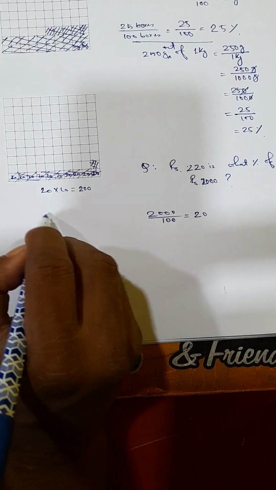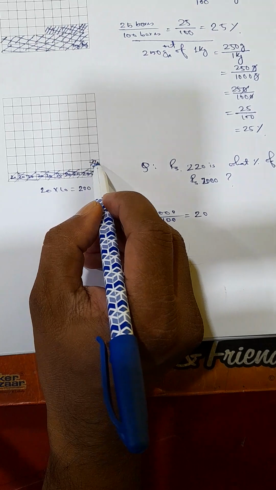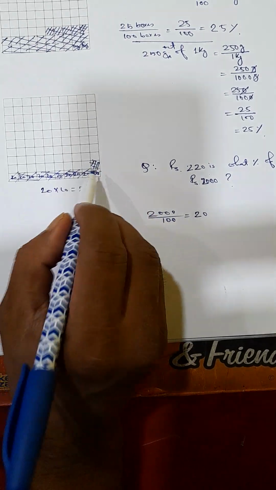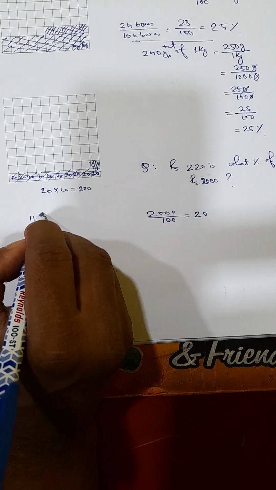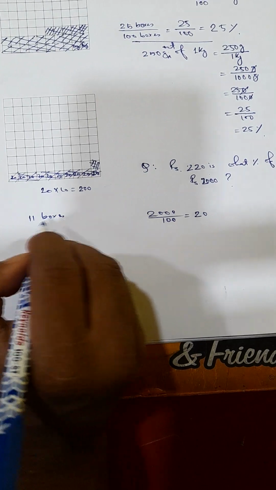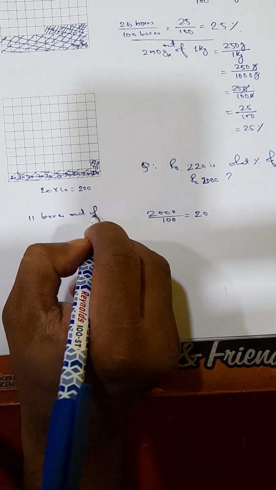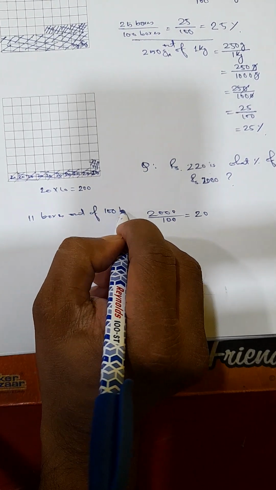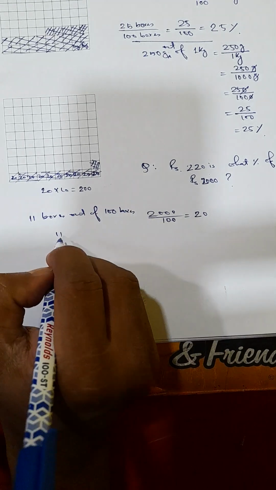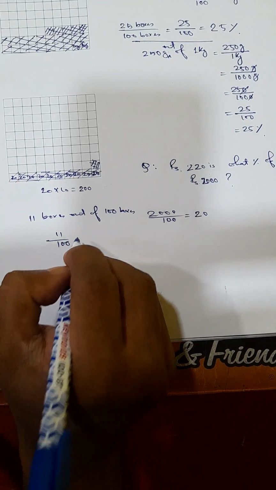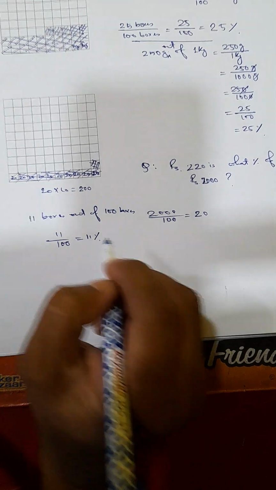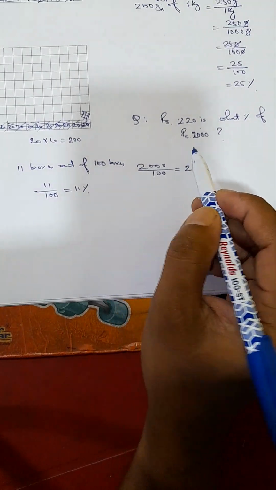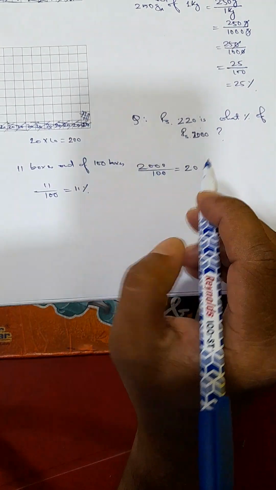So to obtain 220, we are shading 11 boxes, 11 boxes out of 100 boxes. 11 divided by 100 means 11%. So rupees 220 is 11% of 2000.